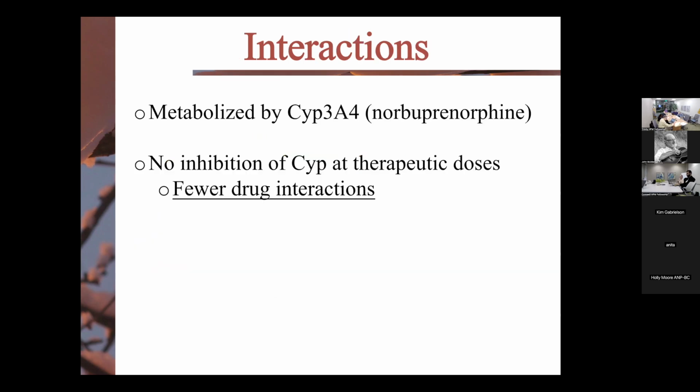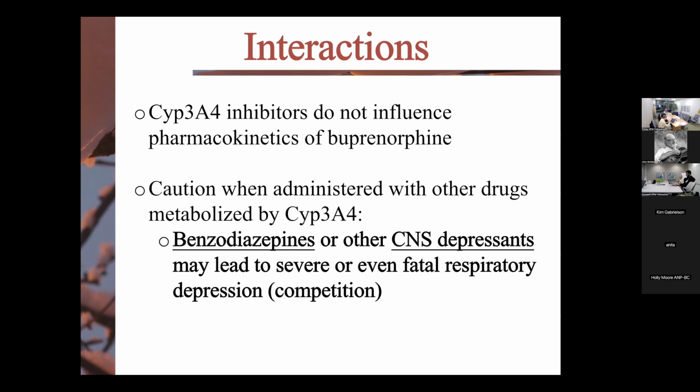When we talk interactions, it is metabolized by CYP3A4 into that norbuprenorphine. But there's no inhibition of the CYP enzyme. So at therapeutic doses, there are few drug interactions because there are no inhibitory effects on that CYP enzyme. CYP3A4 inhibitors do not influence the pharmacokinetics. A lot of that is because it can be excreted in a non-metabolized form, so we're not going to see much effect from the inhibitors.